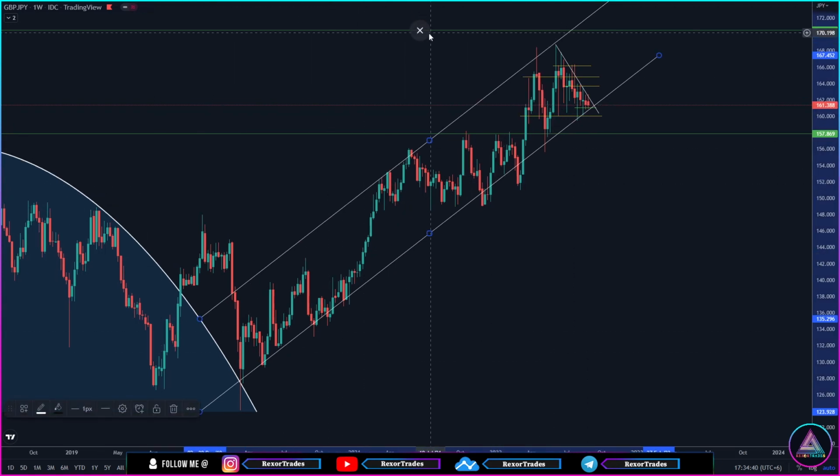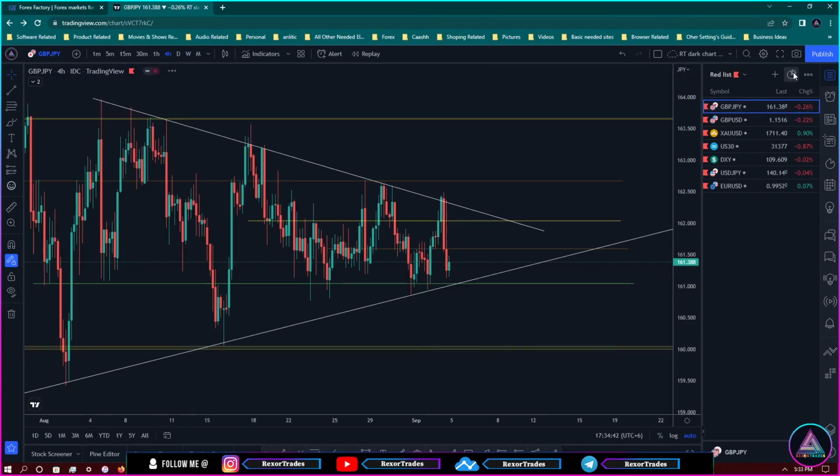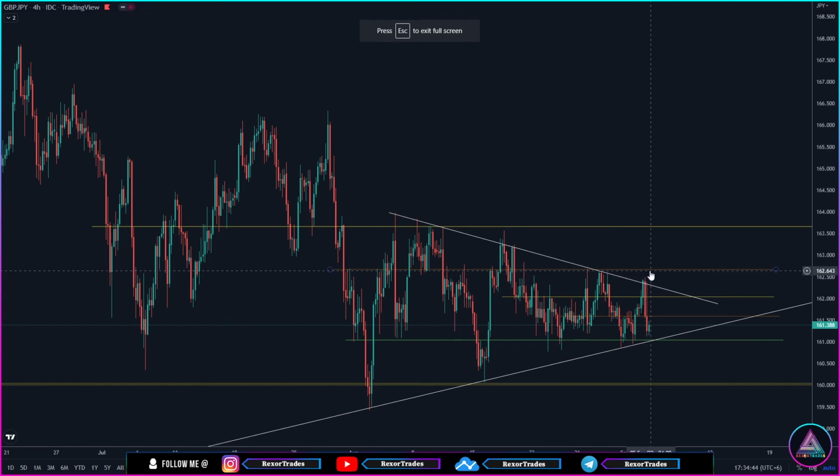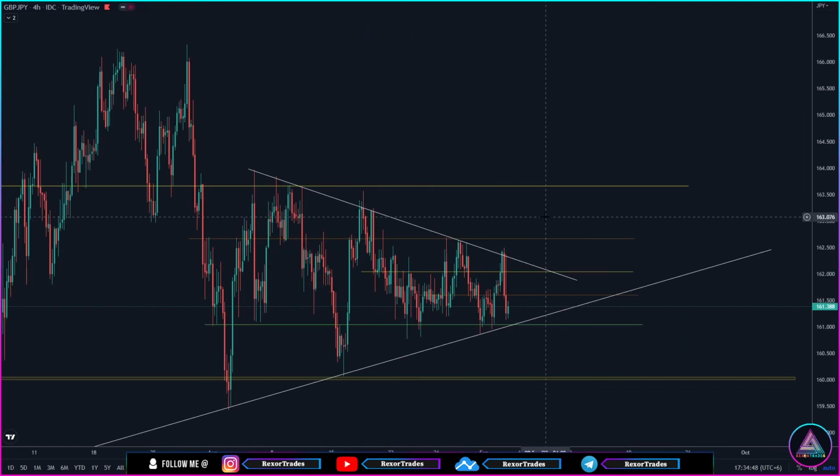So wait to see what GBPJPY does around this key level right over here and around this key level over here, and then look for trades whether on the long side or on the short side, depending on which direction GBPJPY makes a breakout of. So that's my analysis on GBPJPY in multiple time frames for this week.